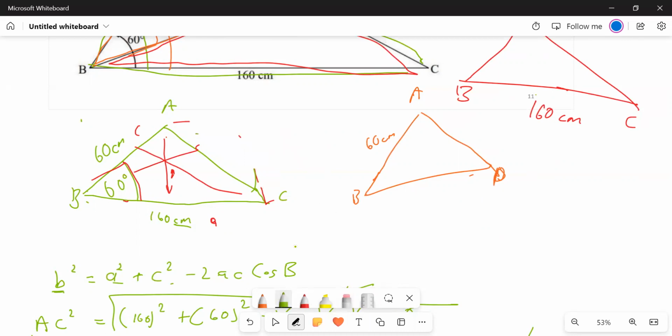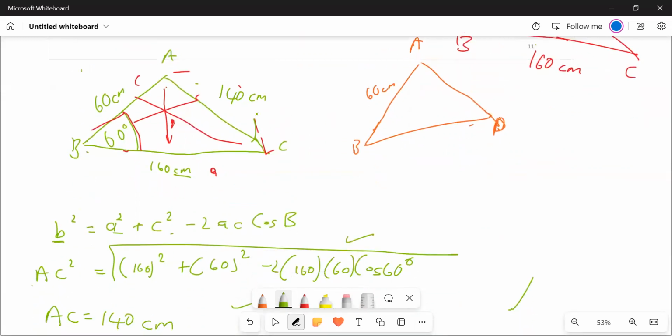Our green diagram, now we know what this is. What is this? 140 centimeters. Okay, we are looking for an angle. Since we are looking for an angle, because you have 3 sides, you can use the cosine rule, it works because you have 3 sides.